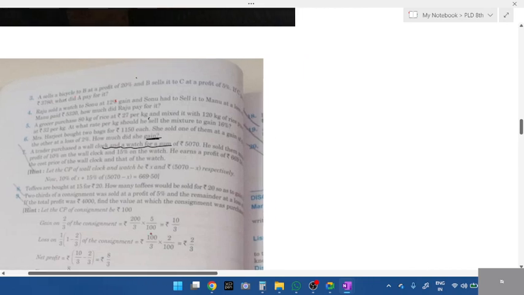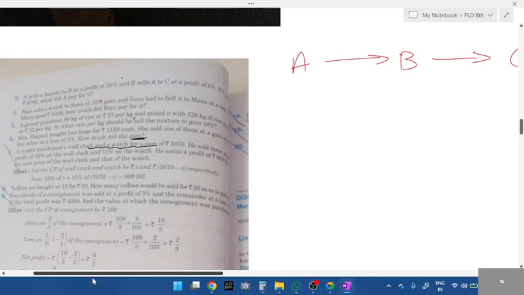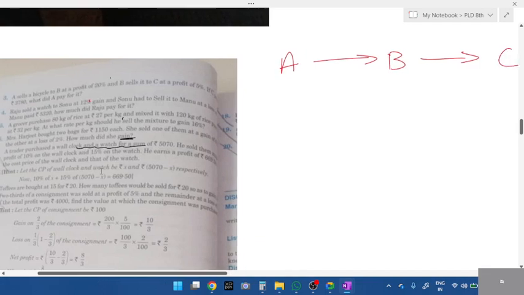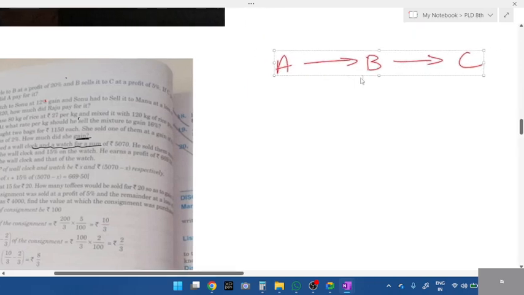Before reading the question, I'll read. A sells a bicycle to whom, students? A sells a bicycle to B. So A sells it to B. Then what does B do? Read the question. B sells it to C. B sells it to C. Right? So look here. It is not a direct question. It is a bit confusing. So listen.